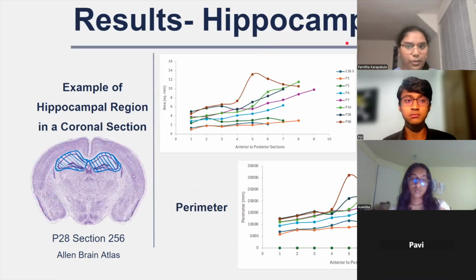Then we have the hippocampus, which is really important for memory. We have the same image, but with a different part outlined. Again, you can see that from E18.5 to P56 it is increasing, and you can see a really high spike right here. Same with the perimeter.